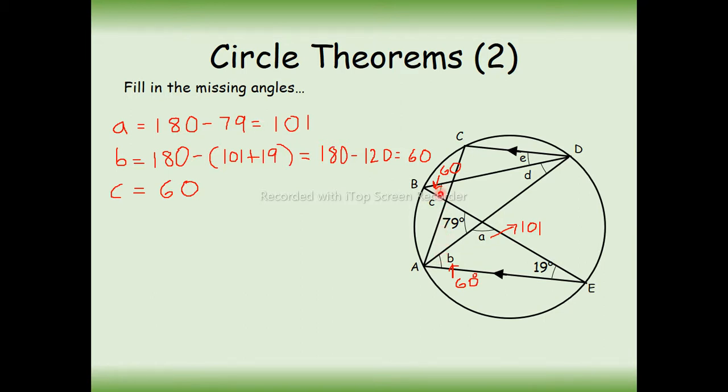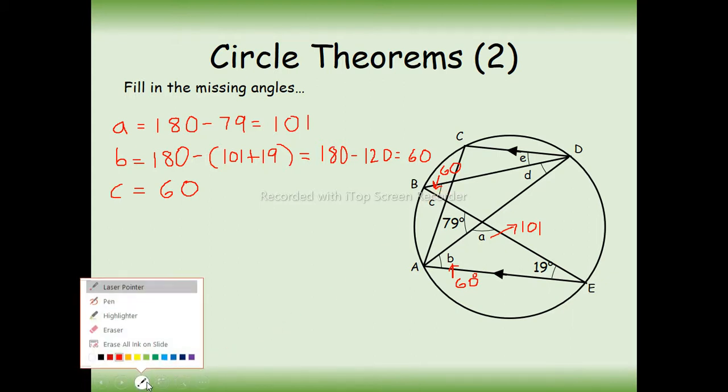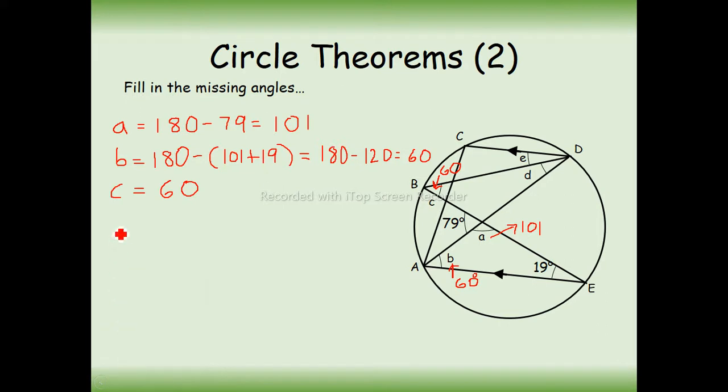Gotta be careful. So what is D? 19 degrees. Why? Bow tie method. Boy, you are liking it. What is the word? Subtended? Angles subtended by the same arc are equal. Always. Yeah, subtended. That's what I said.